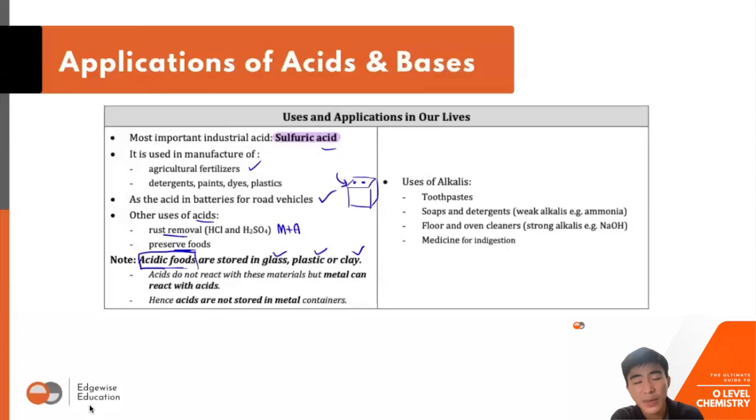In your lab, when you are doing lab experiments, we always store them in plastic containers. You remember your reagent container is always plastic. Seldom is it glass because they don't want you to break it. Very expensive, okay? So they use plastic.